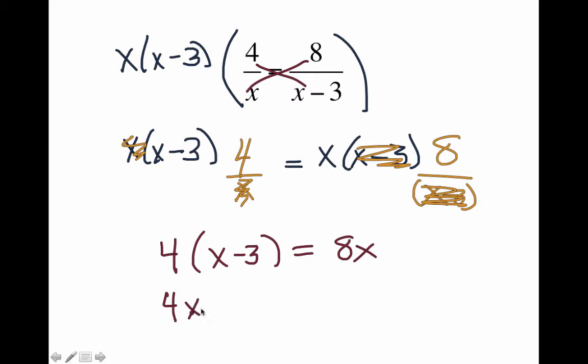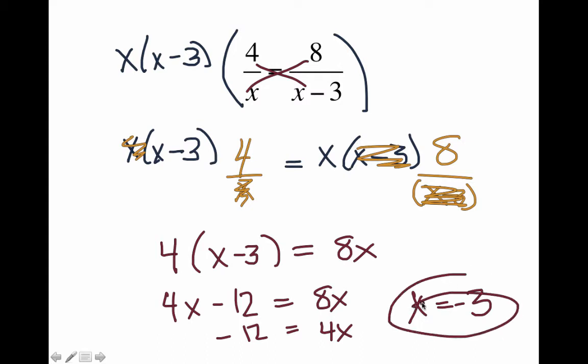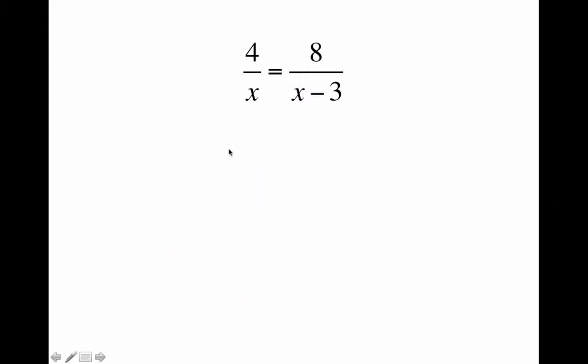I think you understand how to multiply by the lowest common denominator to clear a fraction. It'll always work. Distribute the 4, subtract 4x from both sides, you get negative 12 equals 4x. Divide both sides by 4 and you get x equals negative 3. Good? Let's try that exact same problem a different way.